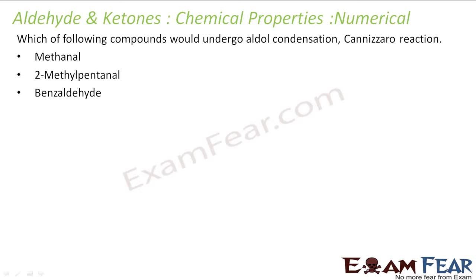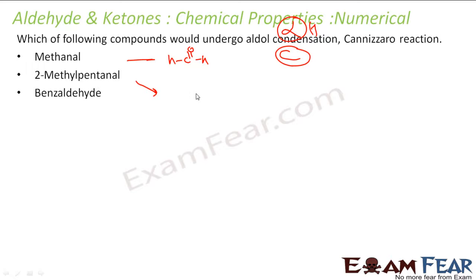This question is pretty simple. Which of the following will go for aldol condensation and which one will go for Cannizzaro reaction? We know that for aldol condensation, alpha hydrogen is required. If you don't have alpha hydrogen, it goes for Cannizzaro reaction. So methanal. If you draw the methanal, does it have alpha hydrogen? No, there is no alpha carbon itself. So how will it have alpha hydrogen? So it will go for Cannizzaro reaction.